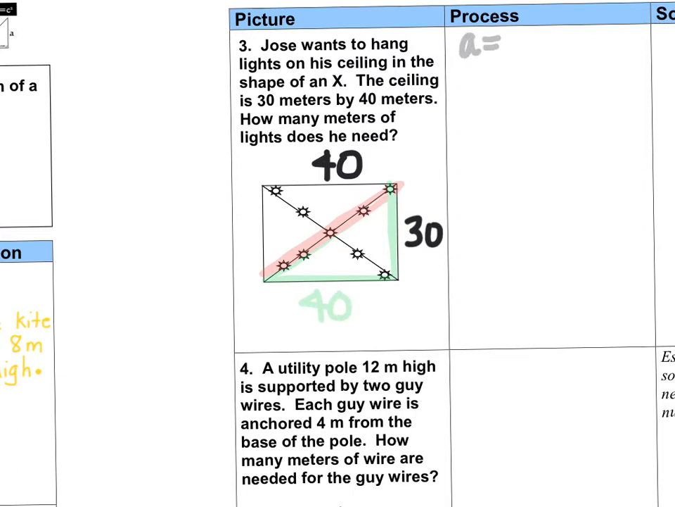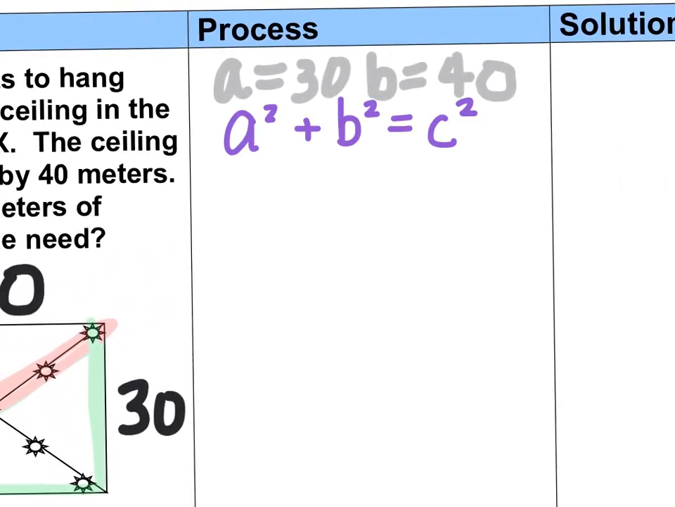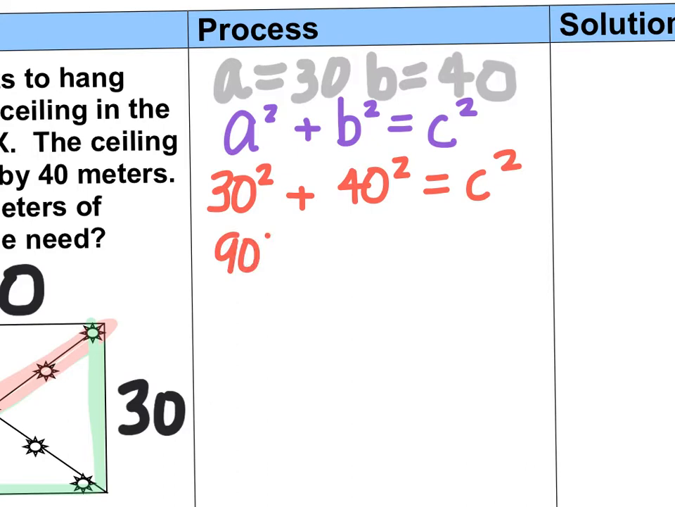So A is 30, B is 40, and we're looking for C. Let's begin using the Pythagorean theorem, which is a squared plus b squared equals c squared. Then substitute. We have 30 squared plus 40 squared equals c squared. So 30 squared would be 900, 40 squared would be 1600.